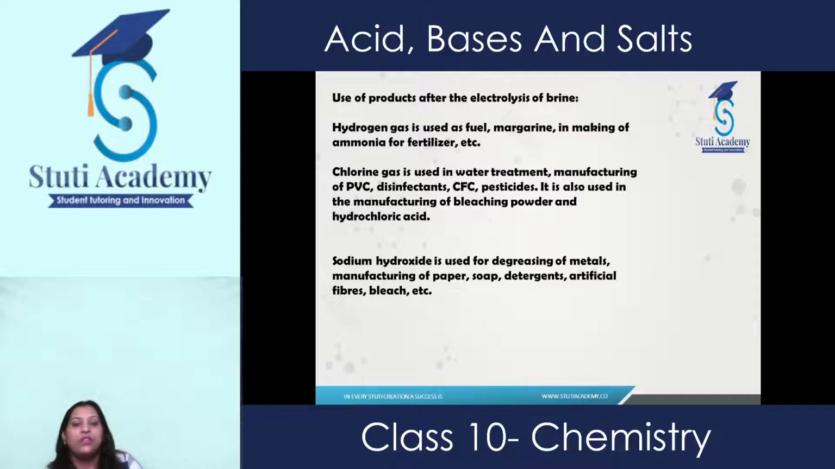And where do we use them? First, hydrogen gas: we use hydrogen gas as a fuel, in margarine and in making ammonia for fertilizers. Chlorine is used in water treatment, in the manufacture of PVC, which is polyvinyl chloride, and as a disinfectant. In swimming pools also we use it, and in Bisleri bottles as a disinfectant to kill the germs present in the water. In CFCs, pesticides, and in the manufacture of bleaching powder and hydrochloric acid. And sodium hydroxide is used for degreasing of metals, manufacture of paper, soaps, detergents, artificial fibers and bleach. So these are the uses of products which we get during the preparation of sodium hydroxide. I hope till here it is clear to you where we are using it.